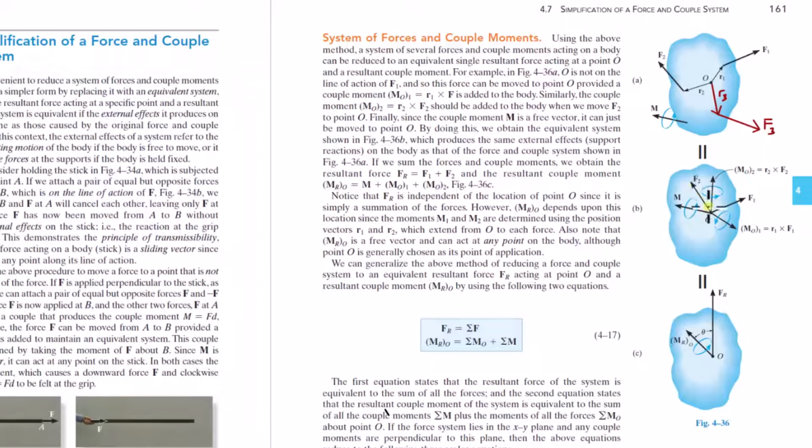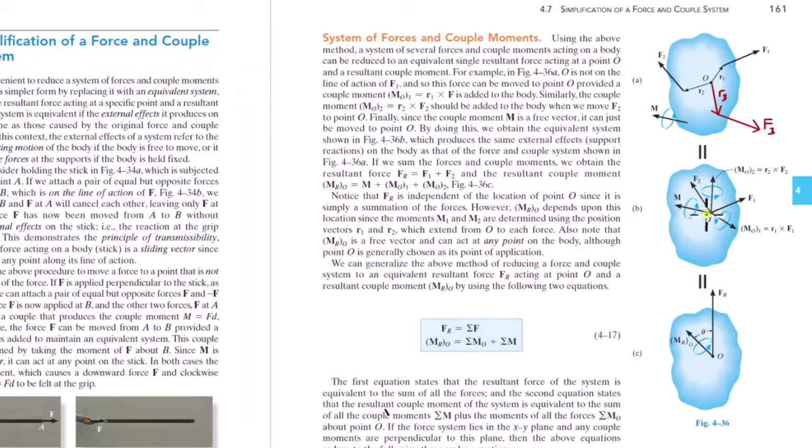They've moved F1 and F2 to the point, but with each one of those, there's a couple vector. Here's the couple vector associated with force 1. Here's the couple vector associated with force 2. And then here's a couple on its own. It's a free vector, so you move that to point O. And so they get all of these vectors with their tails at this point.